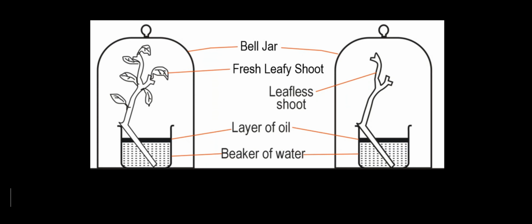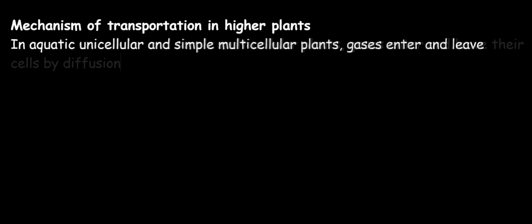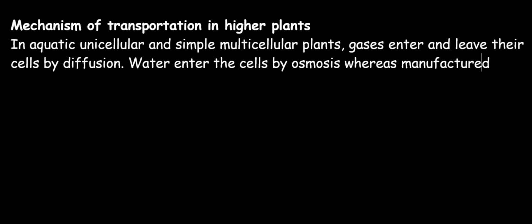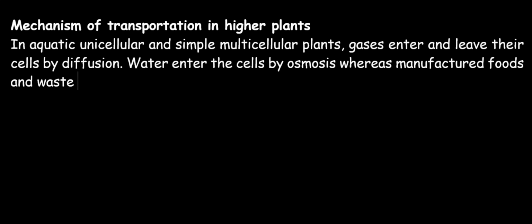Let's take a look at the mechanism of transportation in higher plants. First of all, I would like to mention that in aquatic, unicellular, and simple multicellular plants, gases enter and leave their cells by diffusion. Water enters the cells by osmosis, whereas manufactured foods and waste are transported by diffusion. So that is the mechanism of transportation in the lower plants. How about in higher plants?